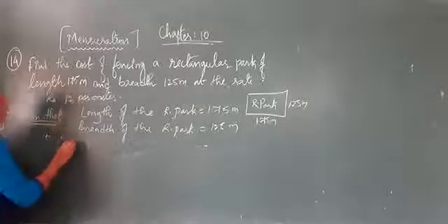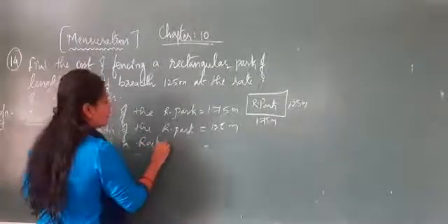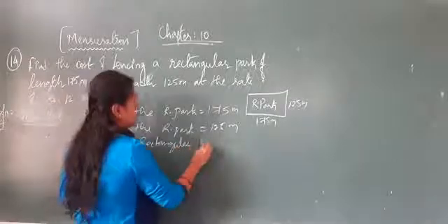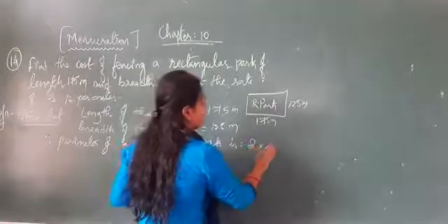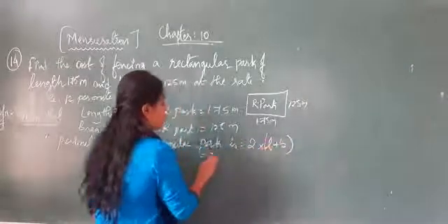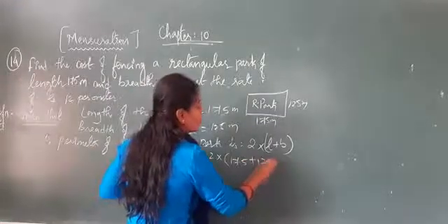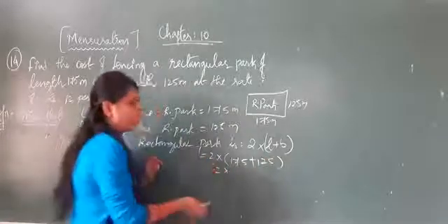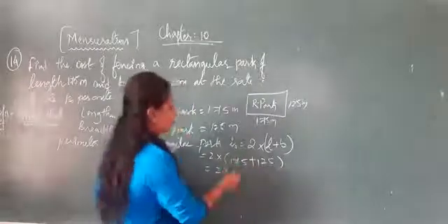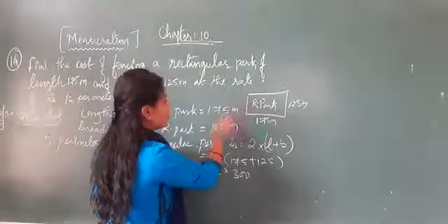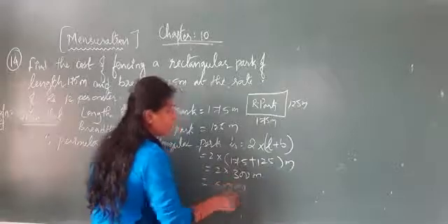Perimeter of that. So write this: perimeter of a rectangular path is, and you know the formula. What is the formula there? It is 2 into (L plus B). So 2 into, L value is given, B value is given. So 175 plus 125. 75 plus 25 is 100, and 1 and 1 is 200, so you get 300. And meter is given, write it in meter. So 2 threes are 6, and 2 zeros. So you got 600 meter.